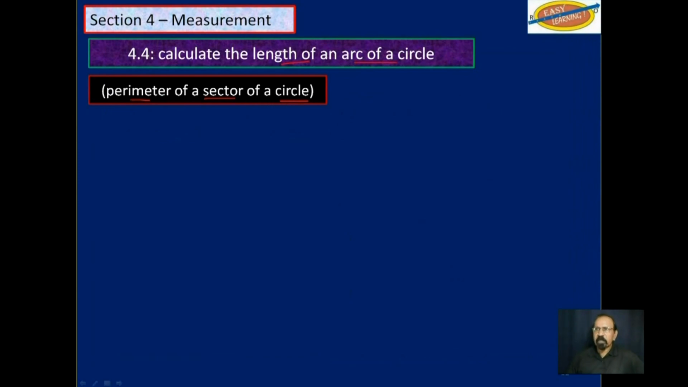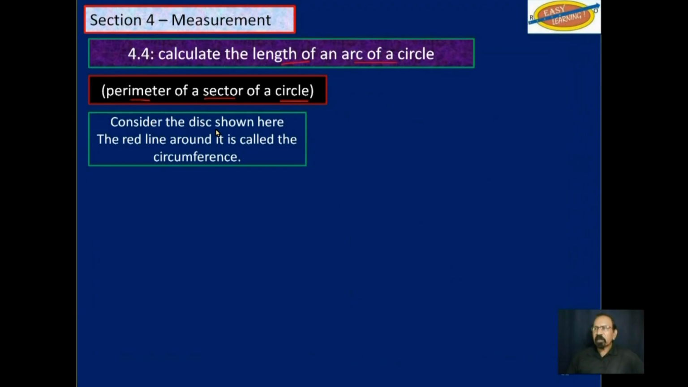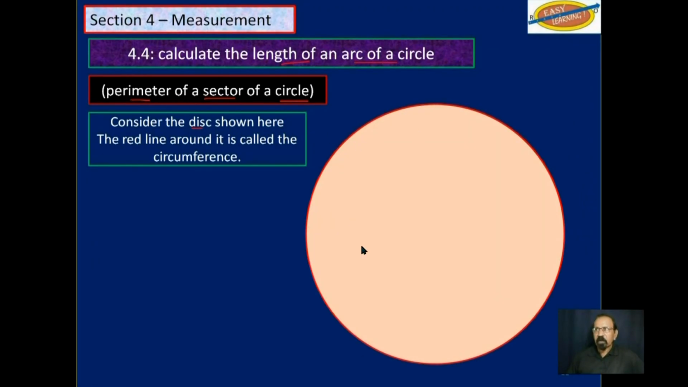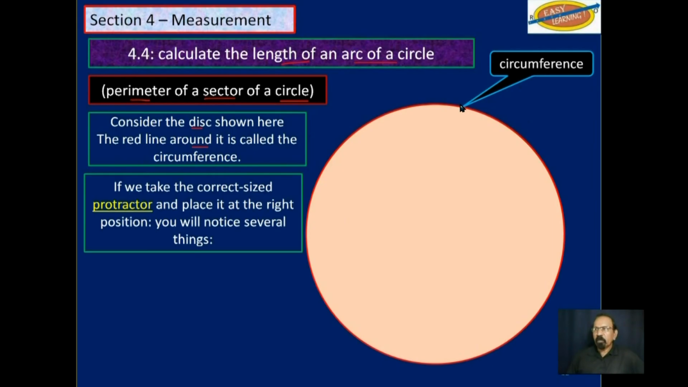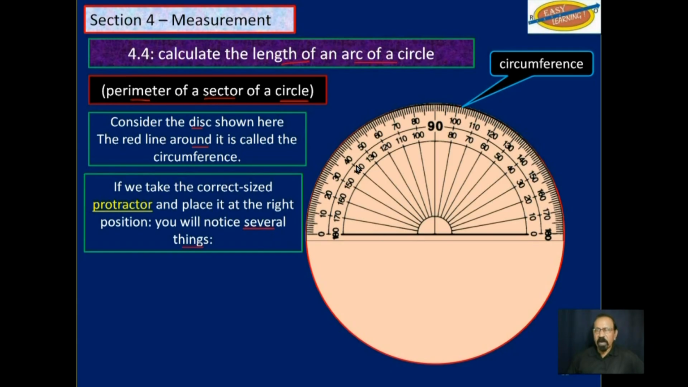Of course, there are certain terms that we need to clarify. So consider the disk shown here. This disk, the red line around it is called the circumference. Now, if we take the correct size protractor and place it at the right position on this disc, you will notice several things. So that is the protractor. By now, you should know that this instrument is called a protractor.